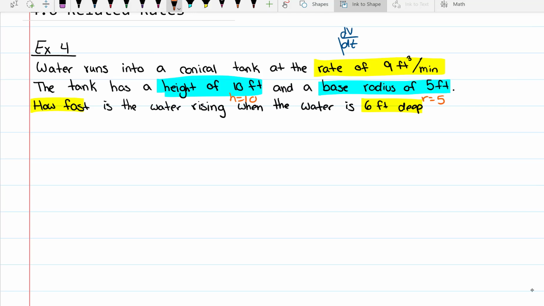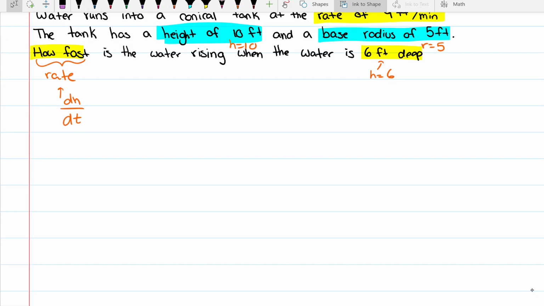So we know then this is another h of 6, and this means how fast, so we're going to look for a rate. How fast is the water rising? So we're going to be looking at how fast the height is changing. So we're looking for dh/dt. That's the goal. So step 1 is to draw a picture.